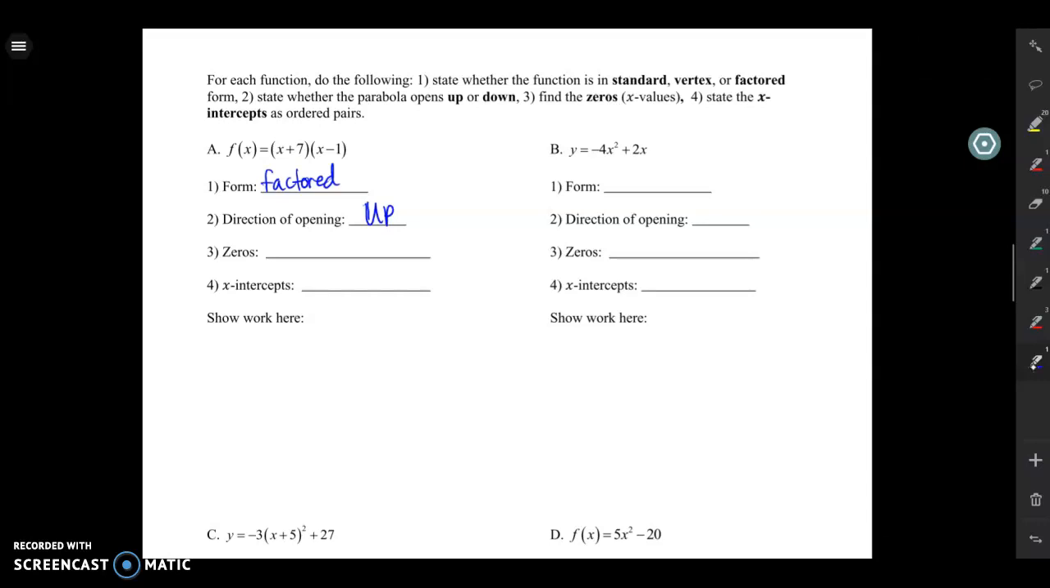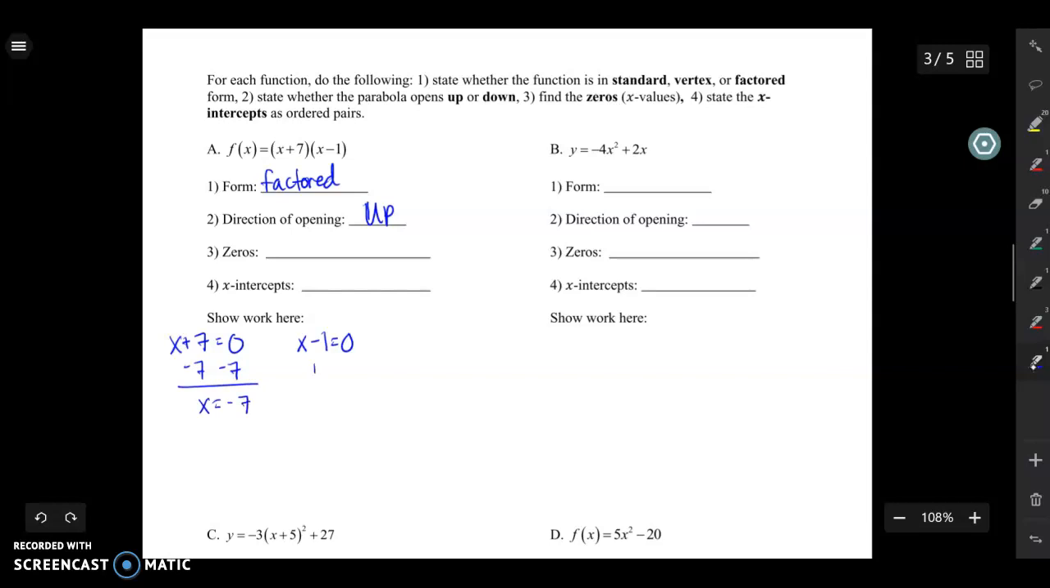Now I want to find my zeros. This is in factored form, so I'm just going to take each of my factors and set them equal to 0, and I'm just solving for x. So one of my zeros is x equals -7, and then another one is x equals 1. When I write my zeros, I'm just going to write them as these numbers. So x equals -7 and 1.